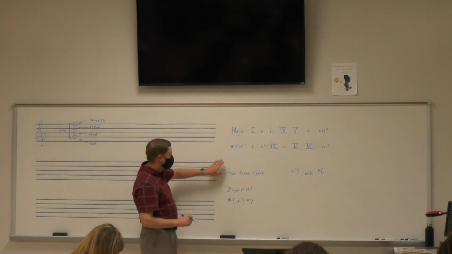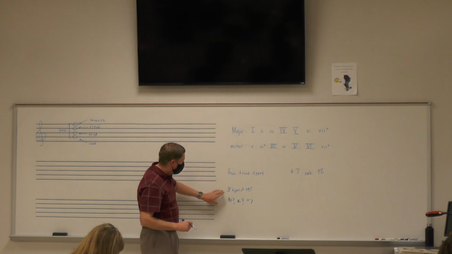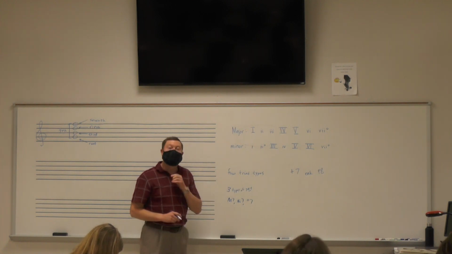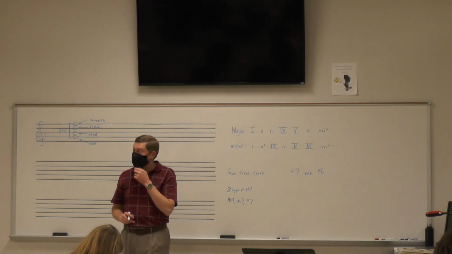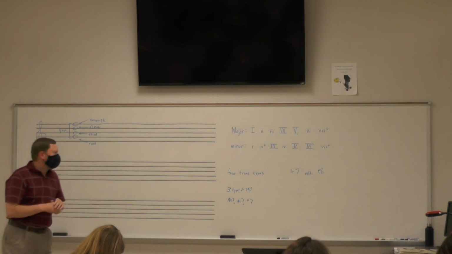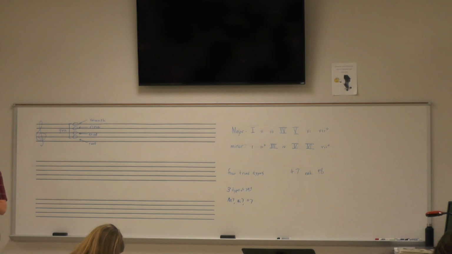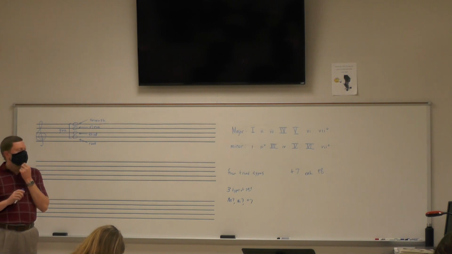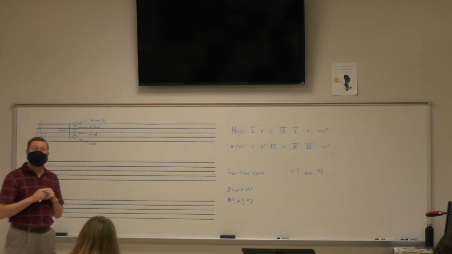So now, if we have 4 triad types multiplied by 3 types of sevenths, that gives us a total of 12 seventh chords. I know you might think this is crazy because we only had 4 types of triads, and now you want me to learn 12 seventh chords? I protest. Well, I protest too, because we're not going to do that.